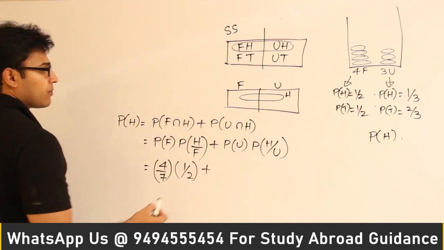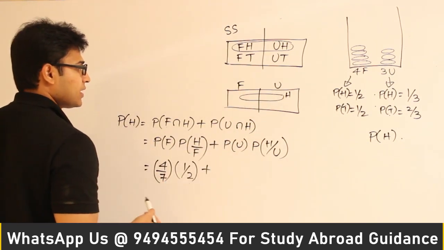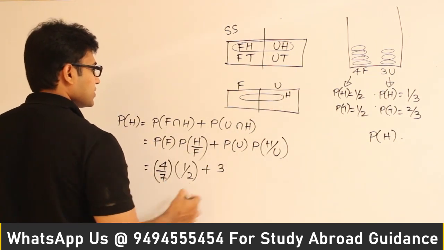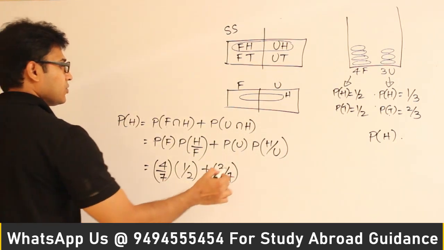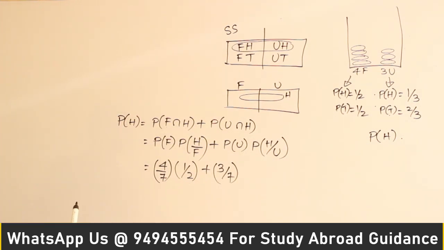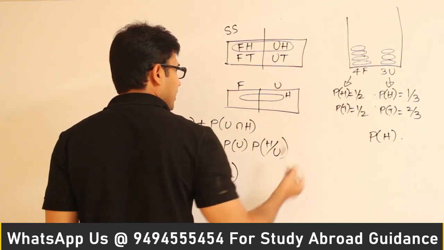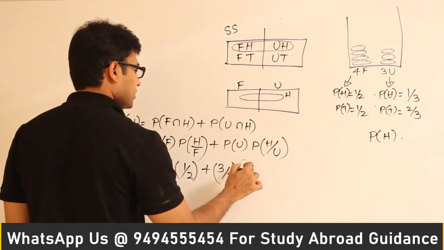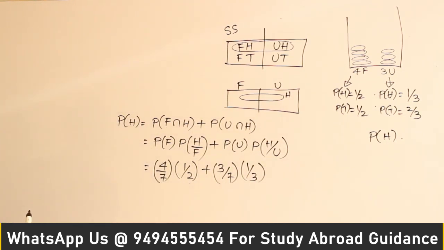Plus the probability of getting an unfair coin. Out of these 7 coins, 3 are unfair, which means 3 by 7 is the probability of getting an unfair coin, into the probability of getting a head given that you have chosen an unfair coin. Now since you have chosen an unfair coin, the probability of getting a head is equal to 1 by 3. Alright, so this is the probability of getting a head.